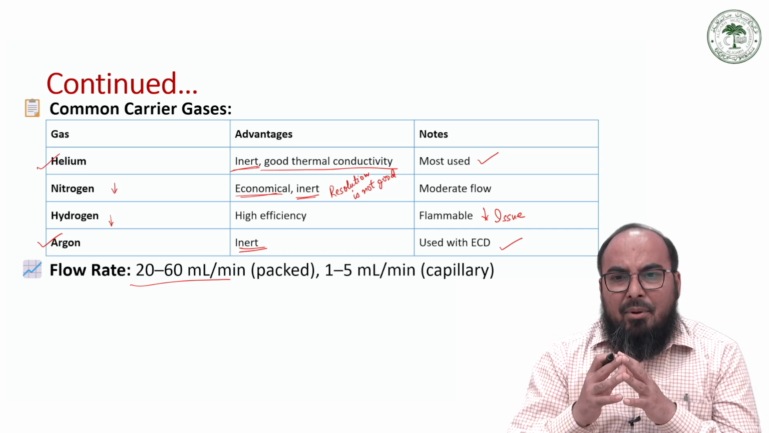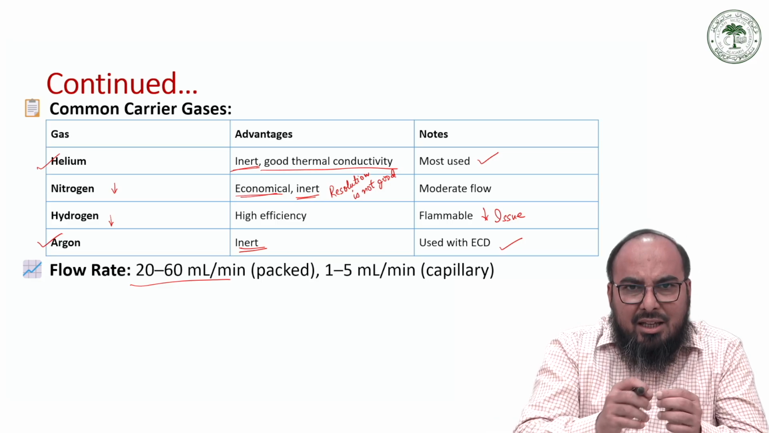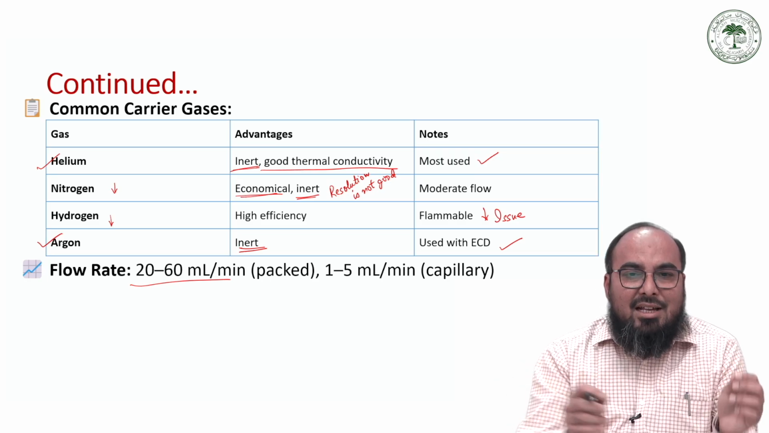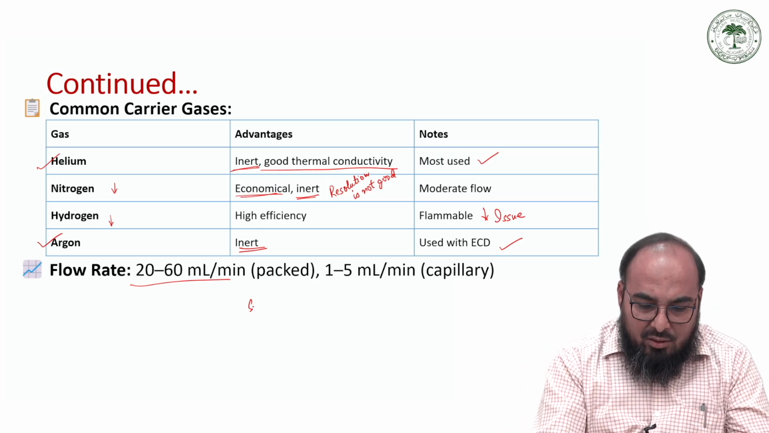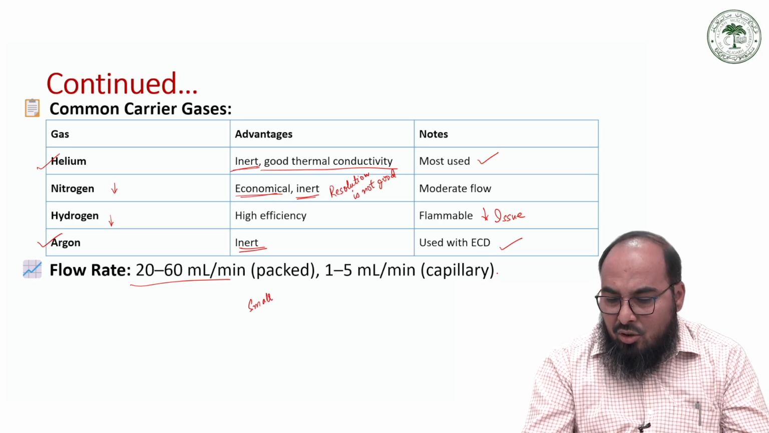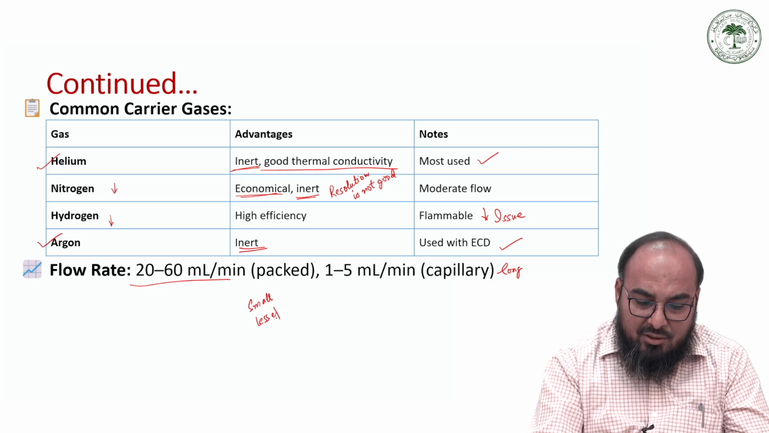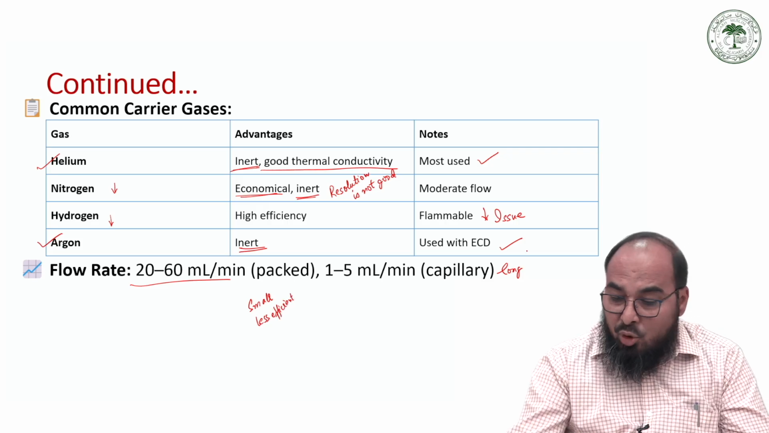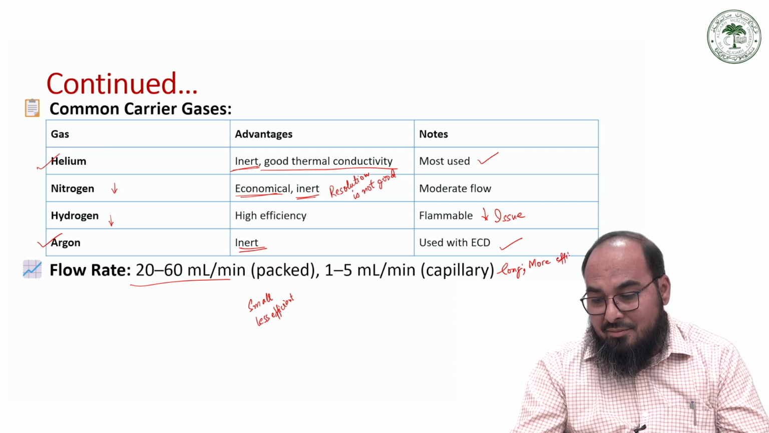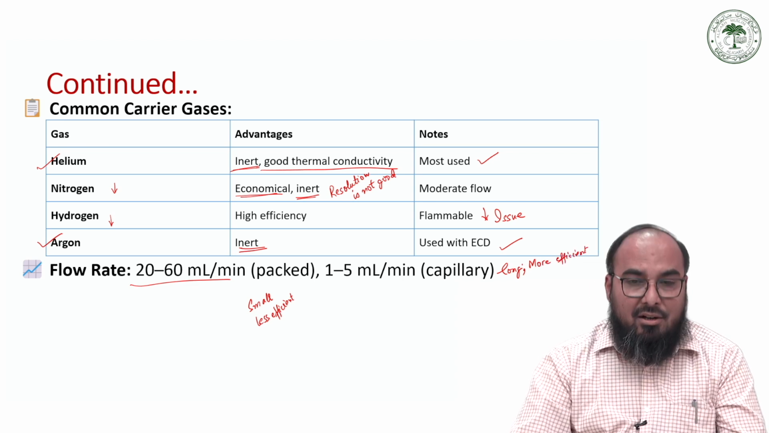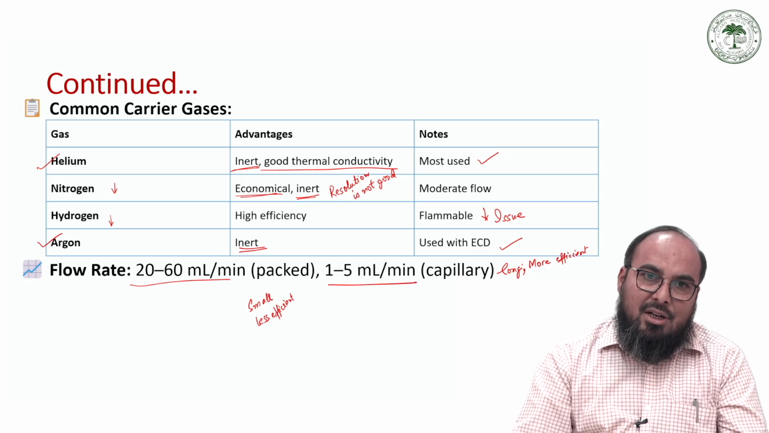Similarly, if you have a capillary column, which is a thin column, although these capillary columns are very thin, they are very long. They are more efficient as compared to these packed columns. These packed columns are small columns, and they are less efficient. We are going to see it. We are going to study these in much detail. Here you can see the rate: it is 1 to 5 ml per minute in capillary.